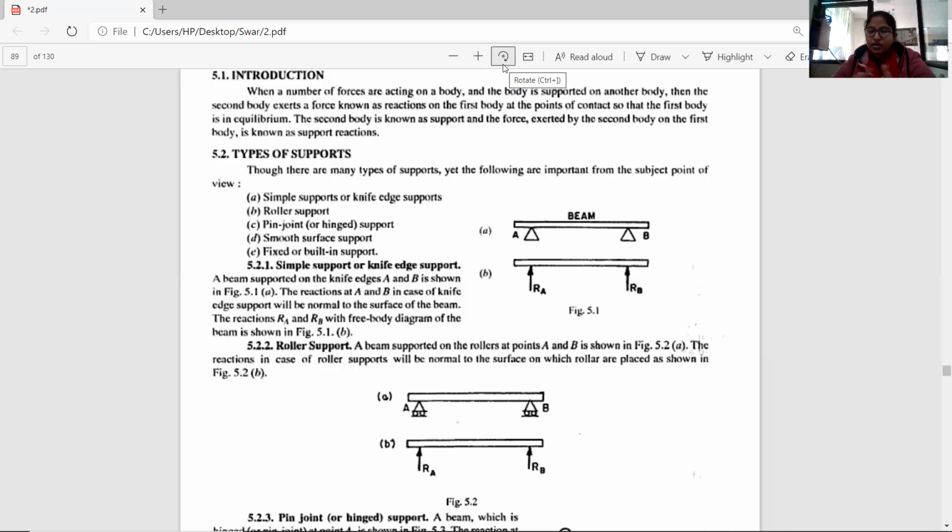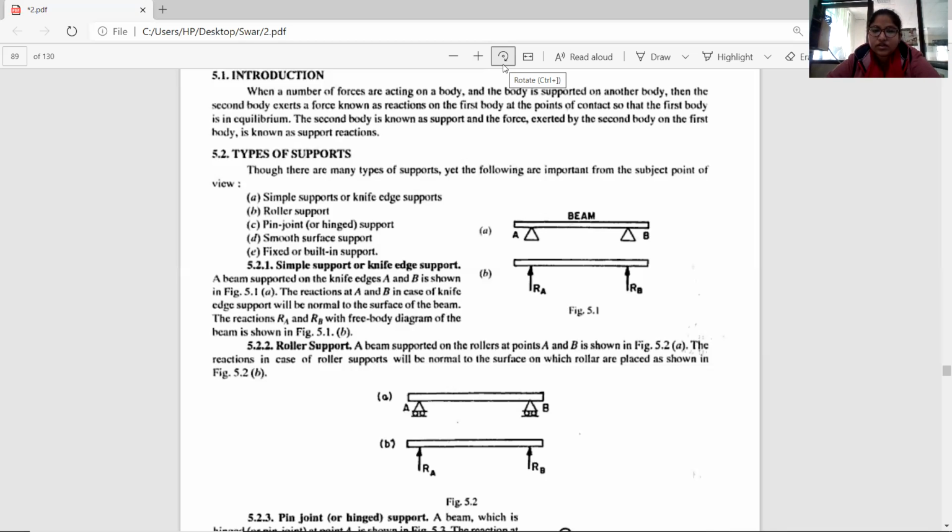If a number of forces act on a body, and the body is supported by another body, which is my wall, this is my first body, which is my rod, and this is my wall, which is my second body. If I give support and a number of forces act on this body, then the second body exerts a force known as reaction. This is the reaction to these forces, which creates the equilibrium condition for this rod to keep it undeformed.